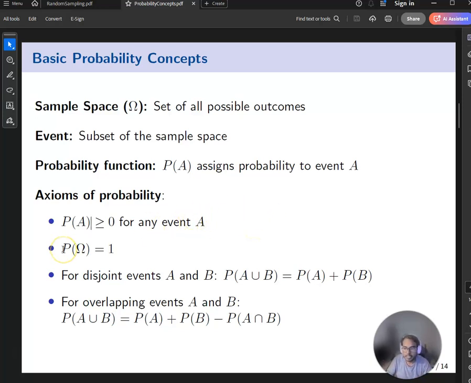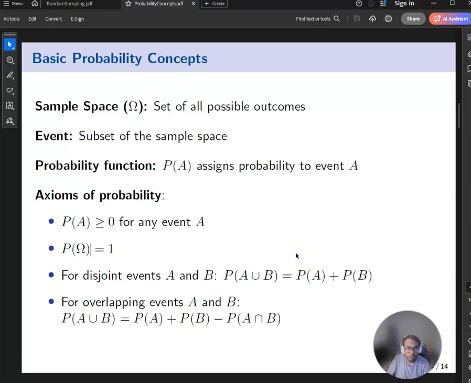The probability of omega is 1, which means that the probability of the entire sample space is 1. In other words, something from this entire set of outcomes must happen at any given moment.